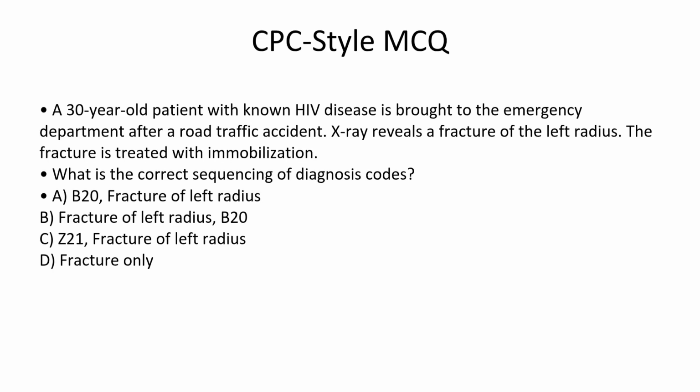In this question, the patient has HIV disease but presents with a fracture due to an accident. The fracture is not related to HIV, so we must code the fracture as the principal diagnosis followed by the HIV code. Since the patient is a known HIV disease case, we assign B20 as secondary diagnosis. So the correct answer is option B, fracture first, followed by B20. Option A is incorrect because B20 should not be first. Option C is incorrect because Z21 is used only for asymptomatic HIV. Option D is incomplete because HIV must also be coded.